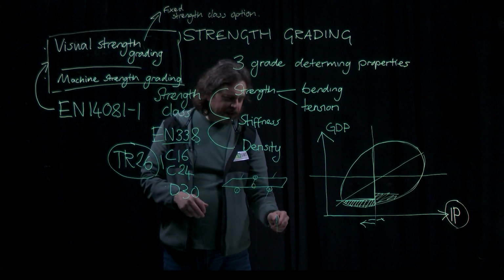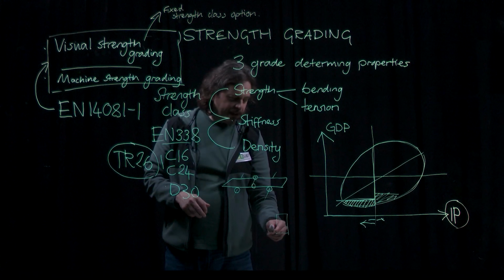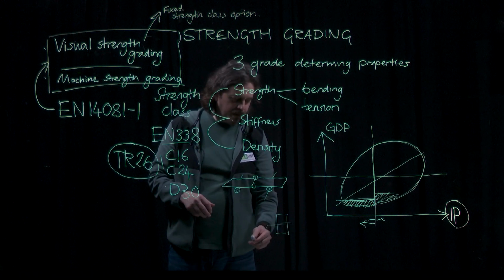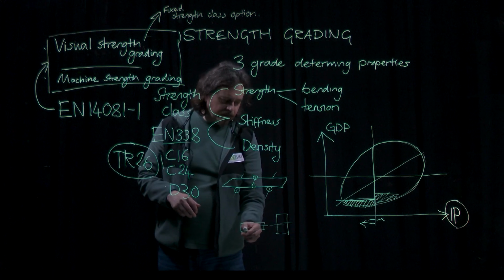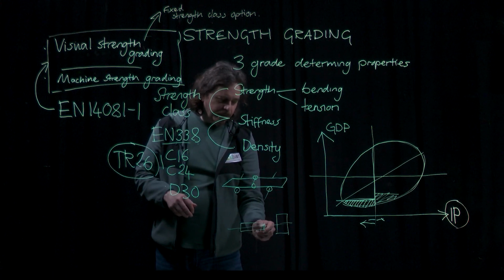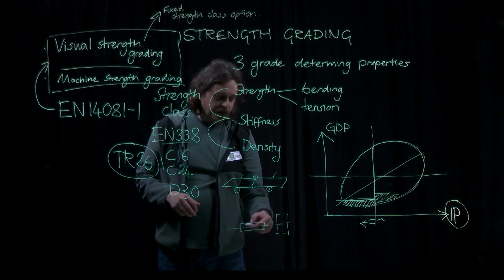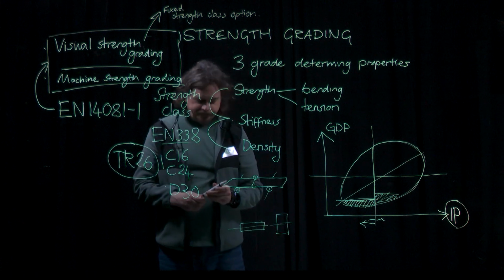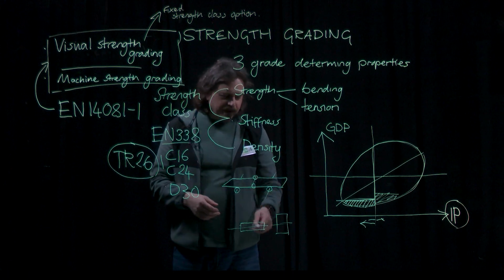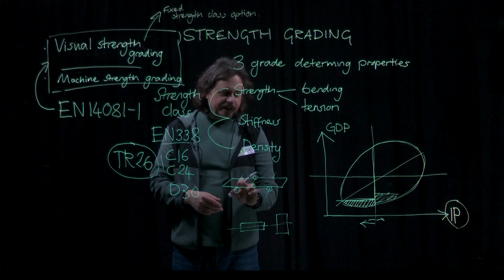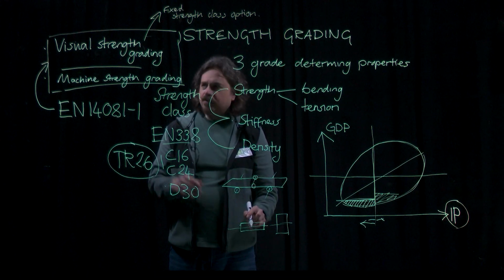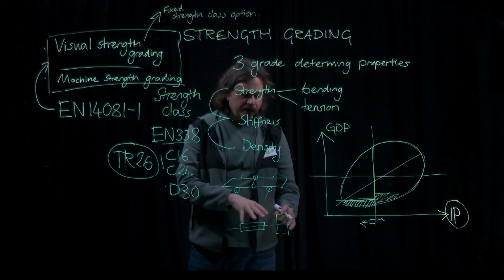So normally when we're testing timber, we test it in the strong axis. We test it that way up. But the bending machine, strength grading machines test it about the minor axis. They test it as a board rather than as a joist. So they're measuring the stiffness, and the lowest stiffness within the length of the timber is indicative of the strength. So that's how those work.